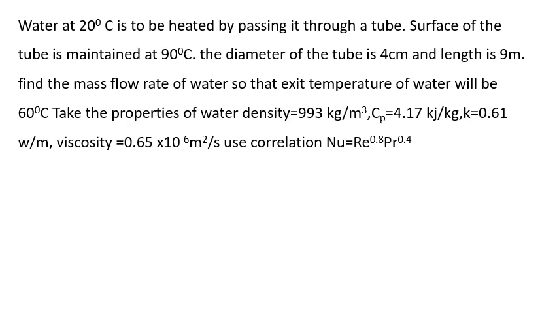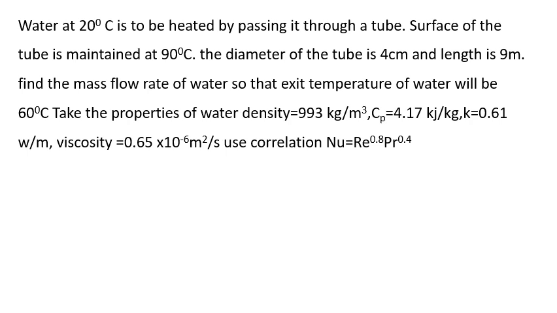The first numerical which has been mentioned here is: water at 20 degree centigrade is heated by passing it through a tube. Surface of the tube is maintained at 90 degree centigrade. The diameter of the tube is 4 centimeter and the length is 9 meter. Find the mass flow rate of the water so that the exit temperature of the water will be 60 degrees centigrade.